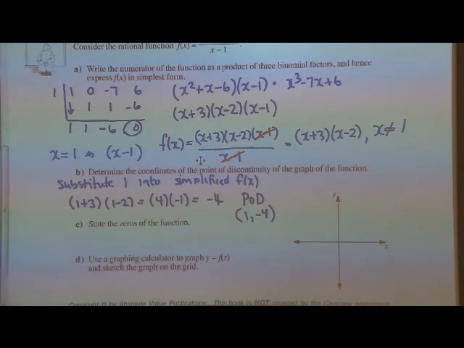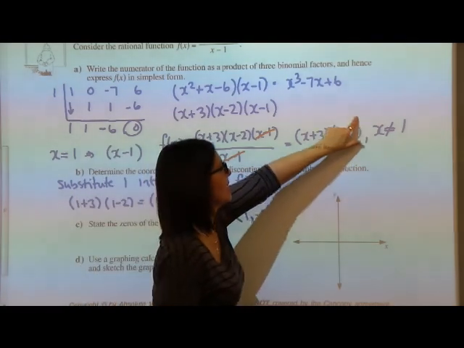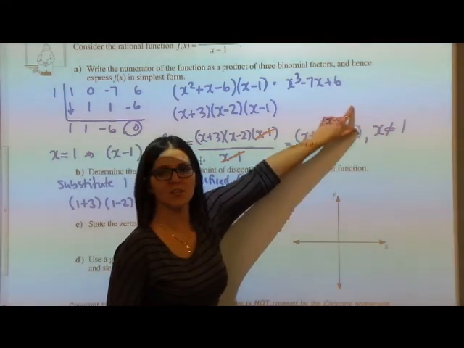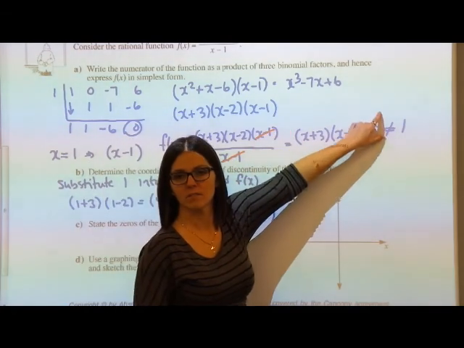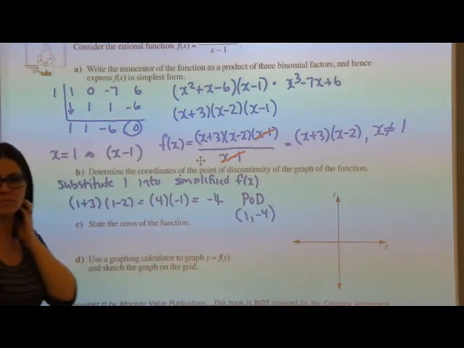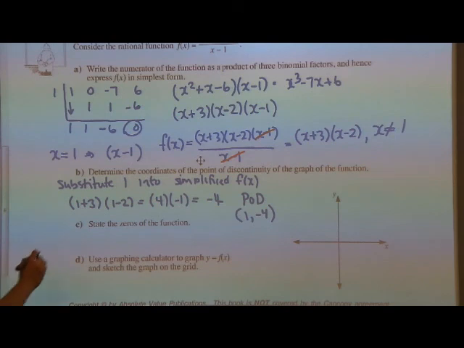Question C, when it says state the zeros of the function, that's the zeros of the simplified function. So what are the zeros of this function right here that I'm circling? -3 and 2.